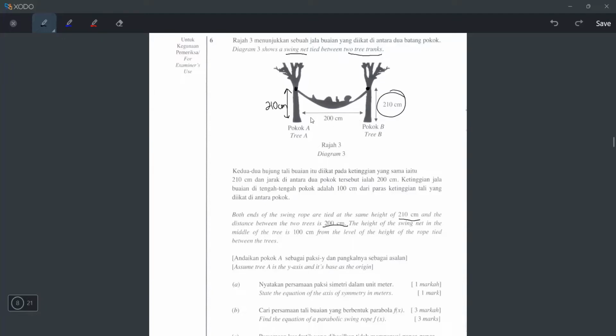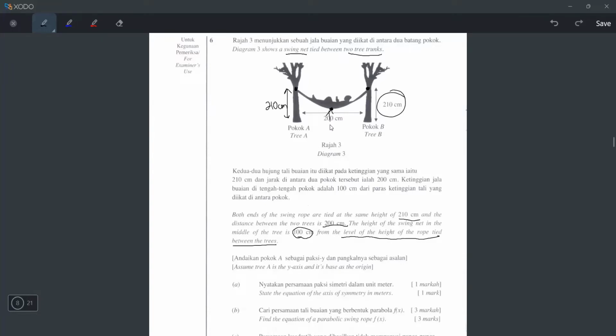So I can also see that they already wrote it for me. The height of the swing net in the middle of the tree. What does this mean? The height of the swing net in the middle tree is 100 cm from the level of the height of the rope tied between the two trees. Okay, let's read again. Height of the swing net in the middle of the tree. In the middle means here, right? The height of the swing net in the middle of the tree is 100 cm from where? From the level of the height of rope tied.